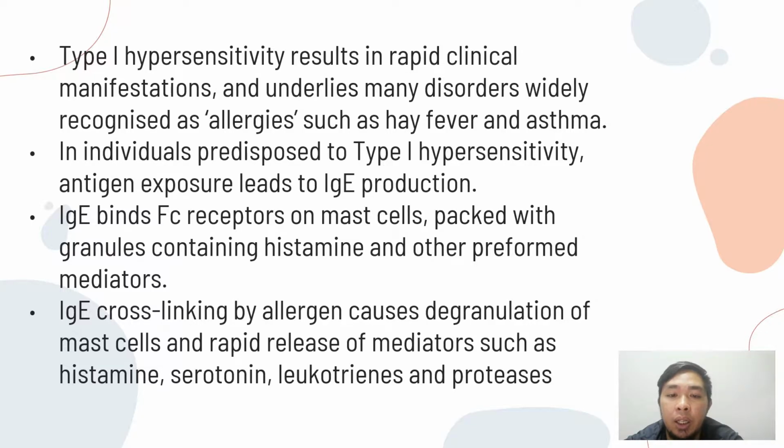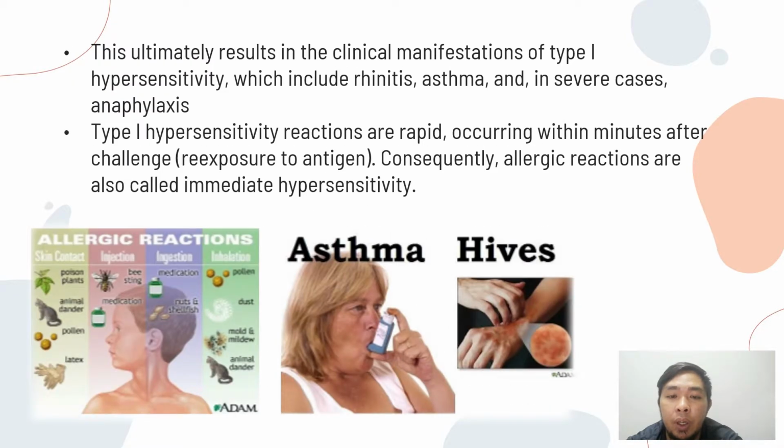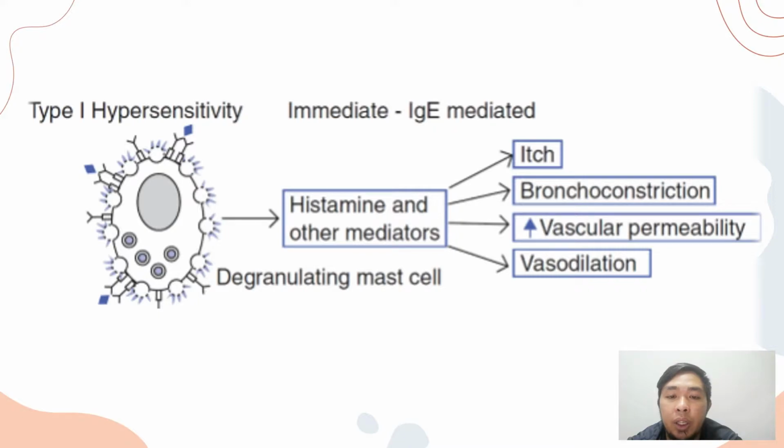Type 1 hypersensitivity results in rapid clinical reactions and underlies many disorders widely recognized as allergies, such as hay fever and asthma. In individuals prone to type 1 hypersensitivity, antigen exposure leads to IgE production. IgE binds Fc receptors on mast cells, packed with granules containing histamine and other preformed mediators. This ultimately results in the clinical features of type 1 hypersensitivity, which include rhinitis, asthma, and systemic anaphylaxis. Type 1 hypersensitivity reactions are rapid, occurring within minutes after challenge.